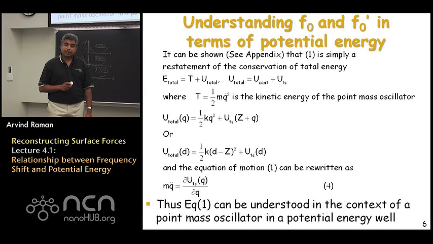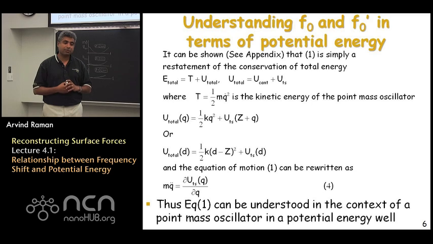All right. Now, another important result we can deduce, and the details are in the appendix, is that equation 1 that we wrote out, which is the tip sample oscillation equation, can actually be rewritten or can be thought of as being a statement of the conservation of energy. Why is energy conserved in the system? Because there's no dissipation, right? There's just inertial forces, and there's just a conservative interaction force.